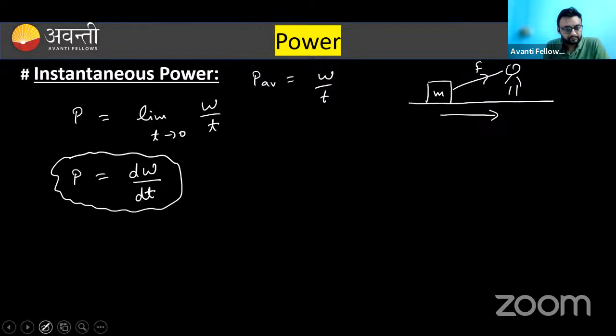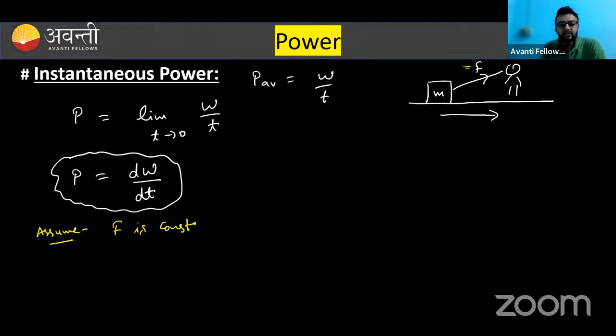Again, assume the force F is constant. Then can you write this? P is equal to dW over dt. Work done can be written as force dot displacement, F dot displacement.